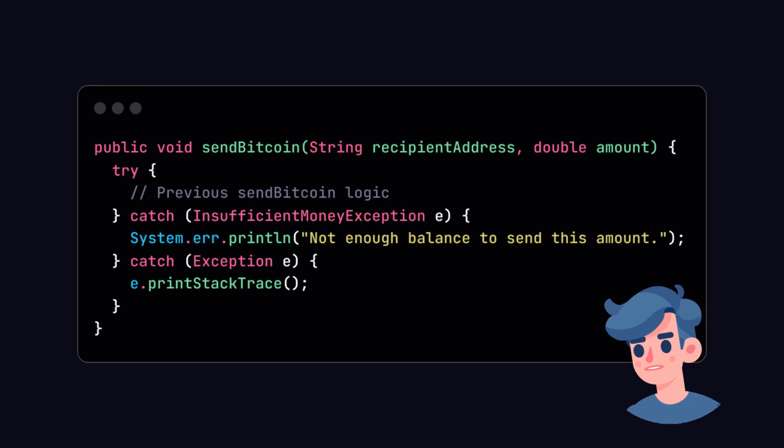Let's handle potential exceptions when sending Bitcoin. Since network operations can fail, we use try-catch blocks to capture any errors. We'll also ensure we correctly handle insufficient funds.